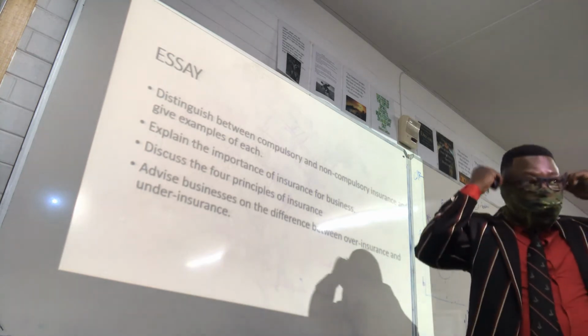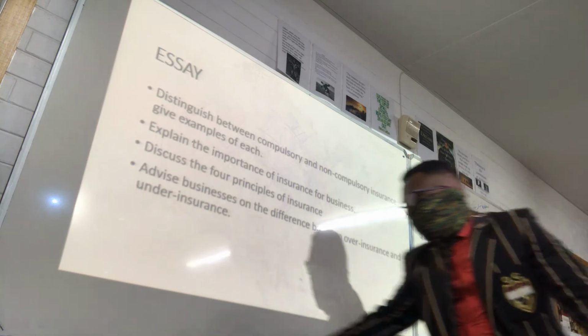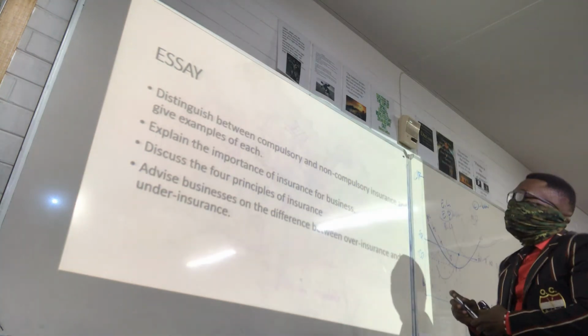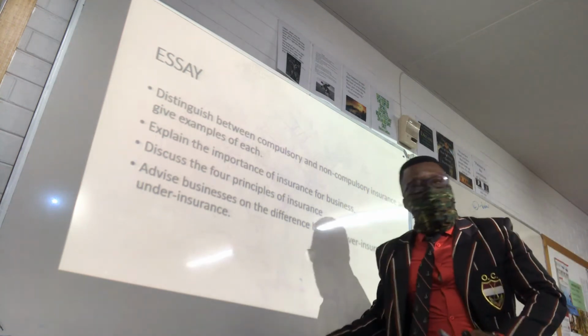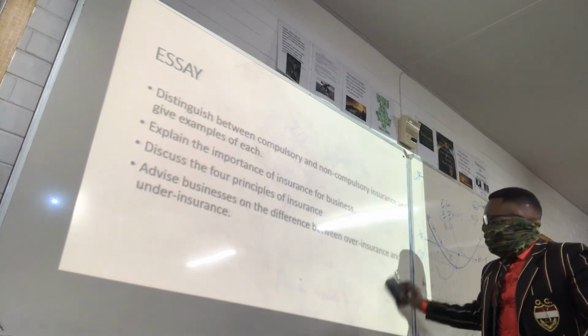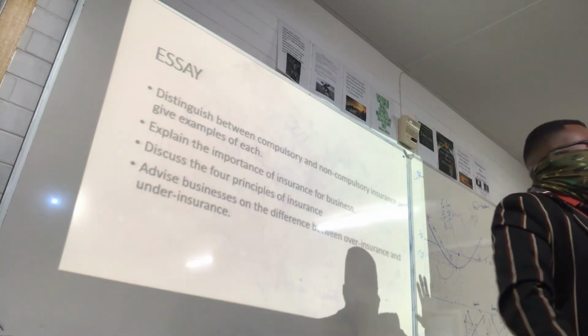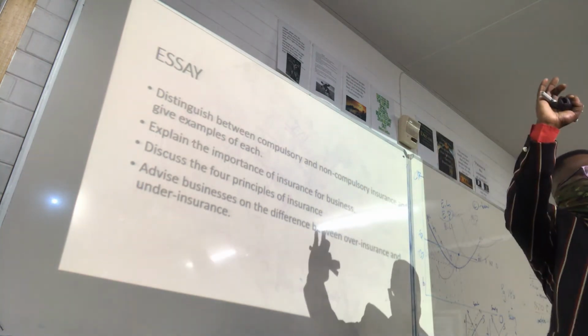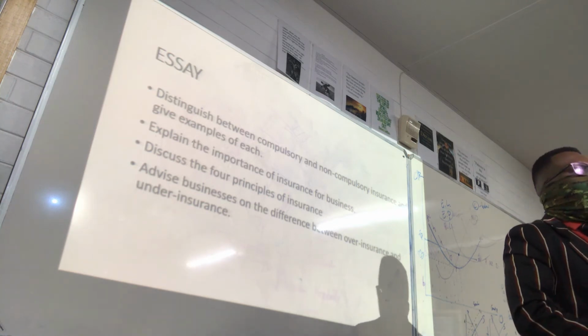Yes, sir. So for the distinguish between and the advise on the difference between in an essay, would it be wrong if you put it in a table format? Technically, table formats will be the best, especially when they say distinguish between or compare between 2 things. You put one, let's say, over insurance, and the other one under insurance, and then you list everything. So it's perfect if you put it in a table.